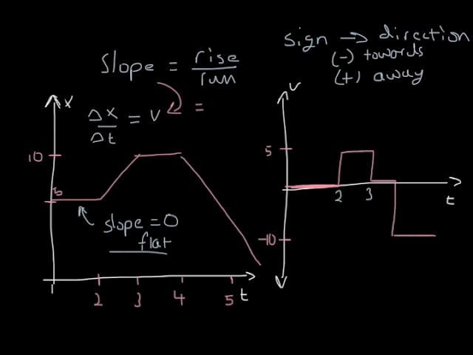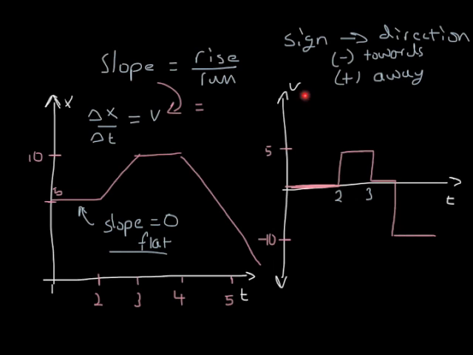It's important to notice that when I'm looking at my velocities on a position versus time graph, so an x versus t, velocity is slope. We need a line that's got slope in order to figure out our velocity.